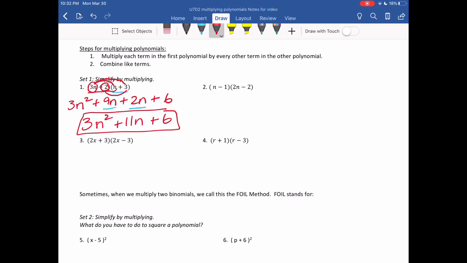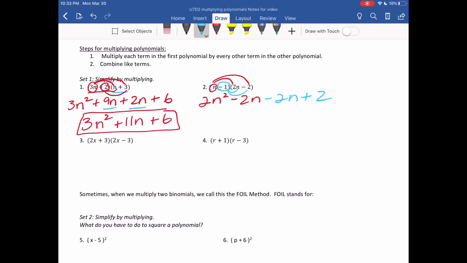So here's number 2. We're going to take this n and multiply it by every term in the other polynomial. n times 2n, 2n squared. n times negative 2, negative 2n. And now I'm going to take the second term in that first polynomial, that negative 1, and multiply it by every term in the other polynomial. So negative 1 times 2n, negative 2n, negative 1 times negative 2 is plus 2.